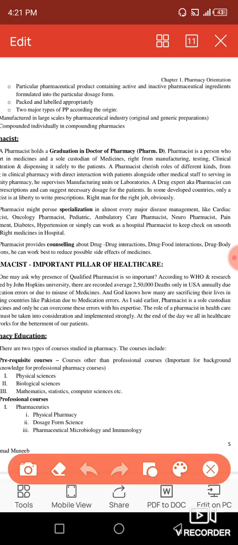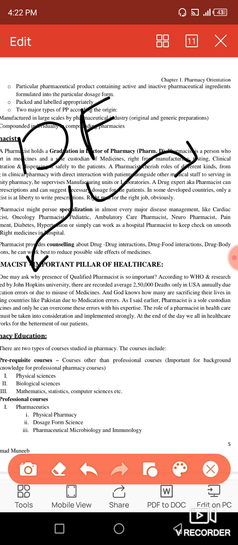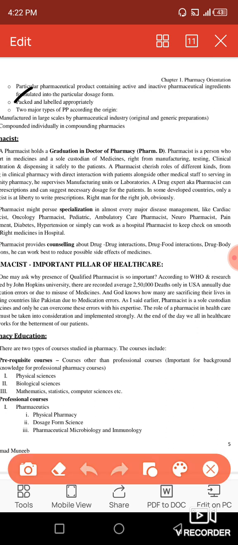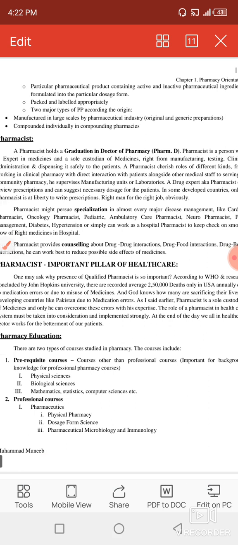So how is your dosage form prepared? Your dosage form is prepared by two things. I will indicate a dosage form with DF. Your dosage form consists of two things. First is your active compound, AC, meaning active compound, and your inactive compound, IC, meaning inactive compound. So these two things combine together to make your dosage form. Then they are packed, and then it goes for packing and is labeled properly.